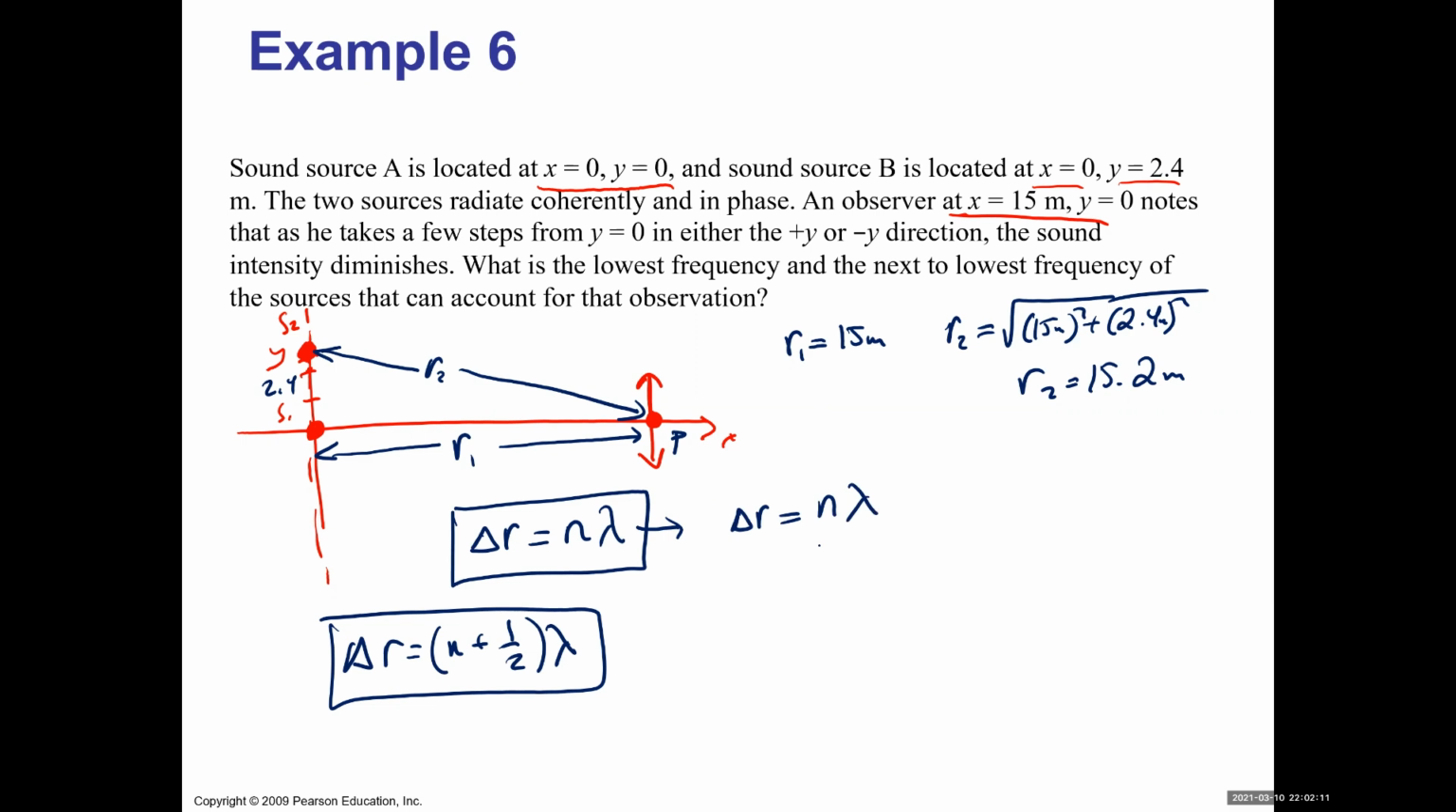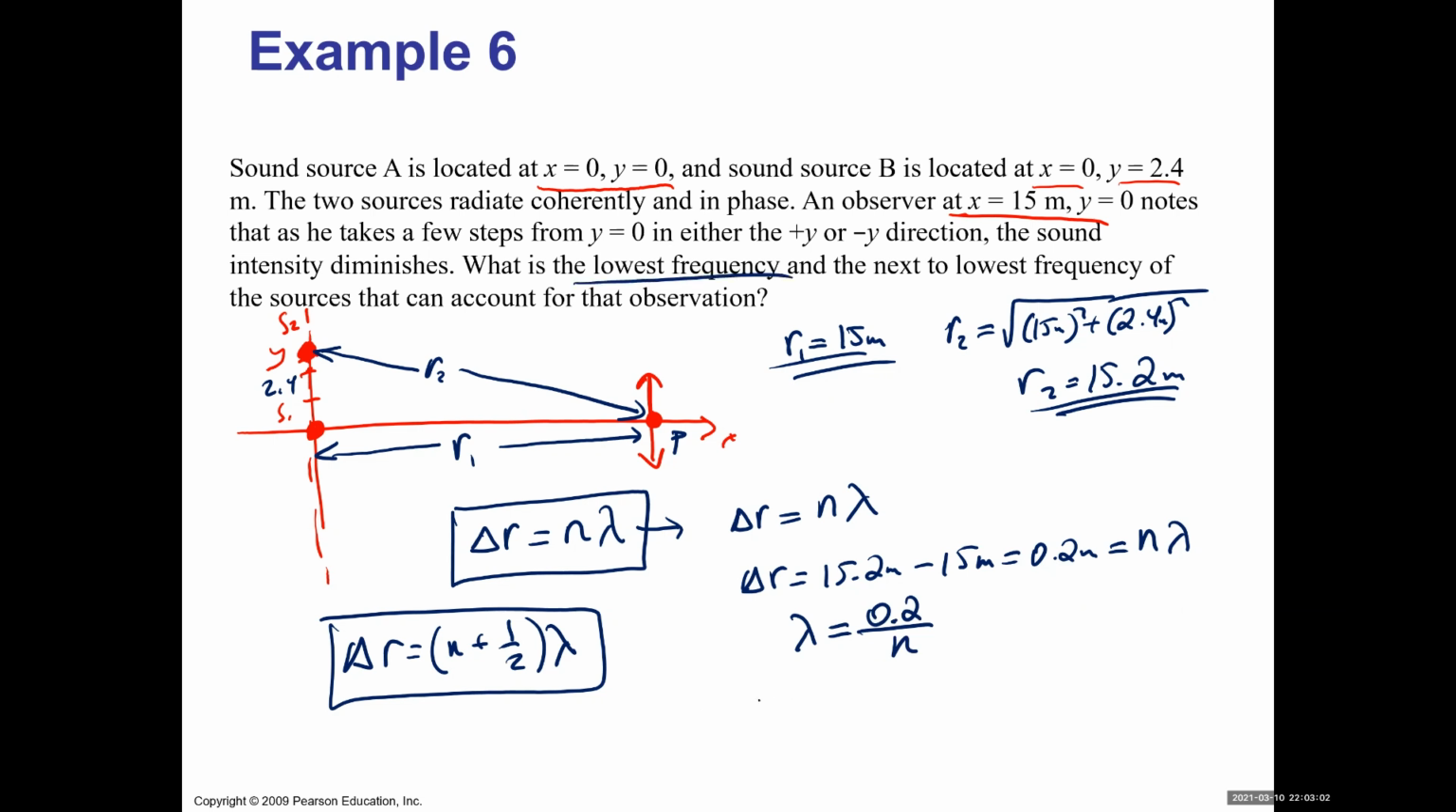Now, delta R is the difference between those two. So delta R equals 15.2 meters minus 15 meters. So this will give us 0.2 meters, and it equals n times lambda. Now, I can use this to solve, so I can say lambda equals 0.2 over n. And then remember, I need the lowest frequency.